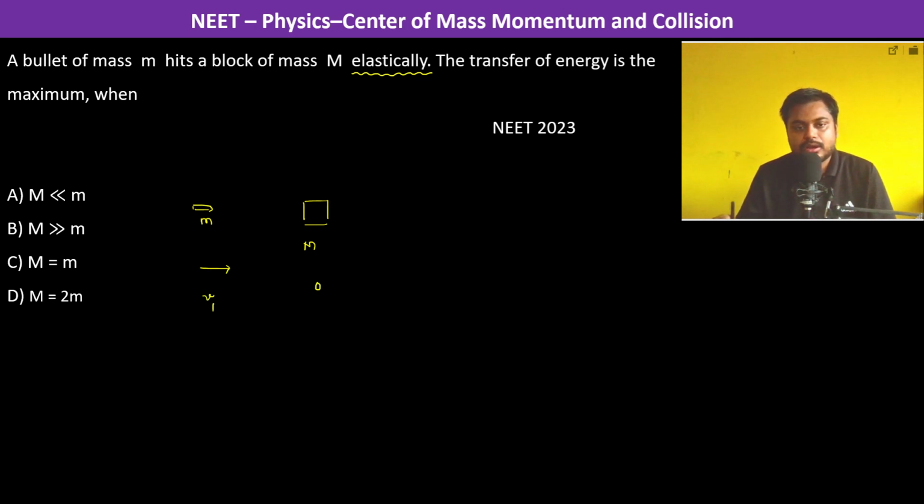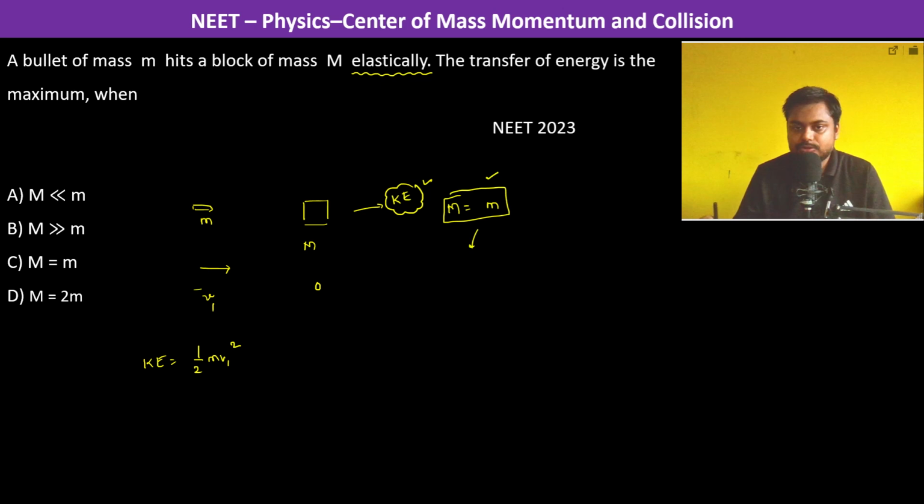Now, in a collision which is elastic, what happens is that when the transfer of energy is maximum, here the energy is half m v1 square. Now the entire energy can be transferred here. This entire energy can be transferred to this mass when this capital mass is equal to small mass.